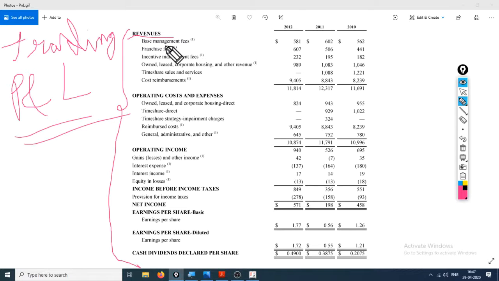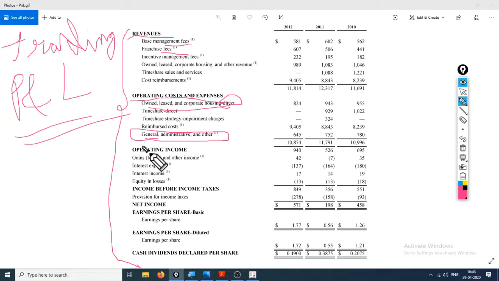Revenues include indirect incomes and direct incomes, that is from the sales and commission and dividend. Operating cost and expense, like the one you can see right here, general, administrative and other, these are the expenses that are indirect. And let's see if we have something direct we can figure out. On lease and corporate housing direct. Yeah, it says right here direct.